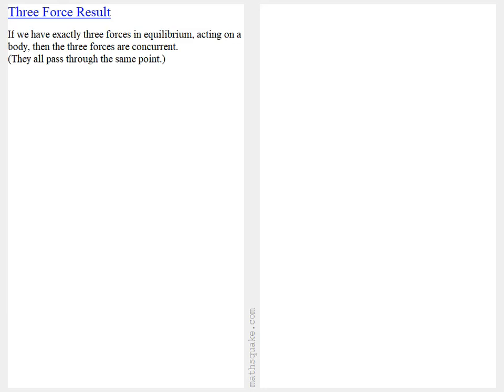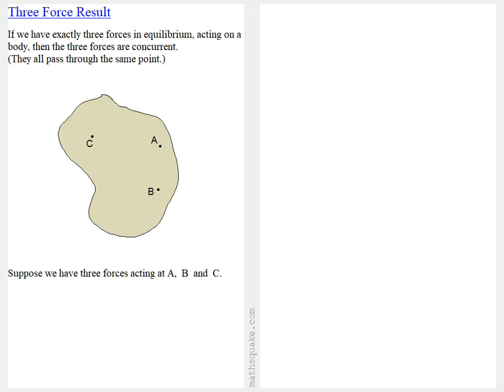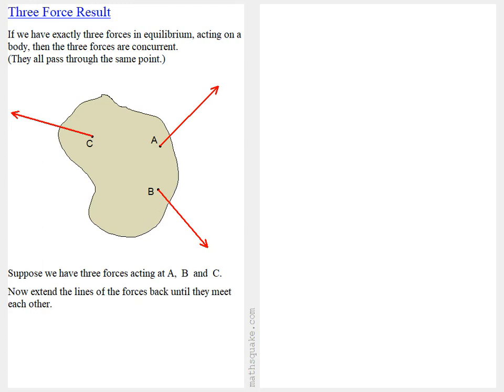Now we have quite a useful result when exactly three forces act on a body in equilibrium. If we have exactly three forces in equilibrium acting on a body, then the three forces are concurrent. That means they all pass through the same point. In the diagram, suppose we have three forces acting at A, B, and C. Now extend the lines of the forces back until they meet each other.